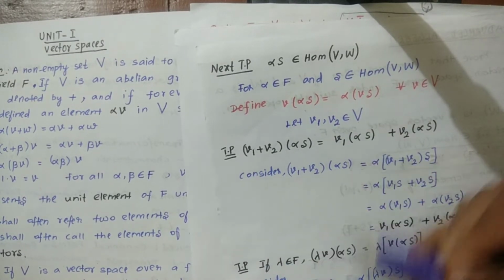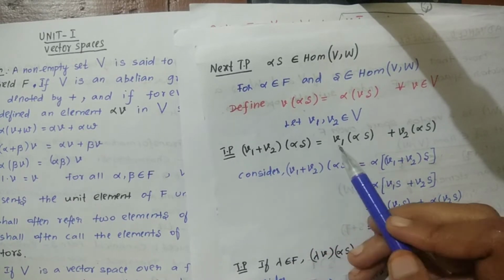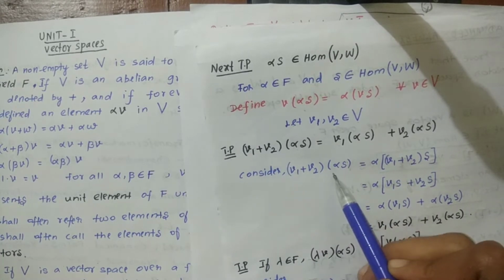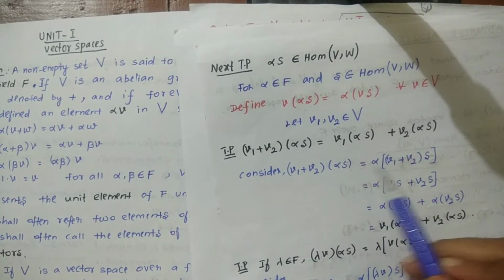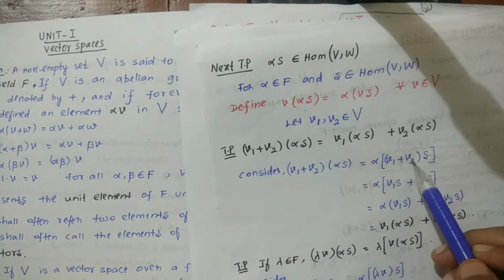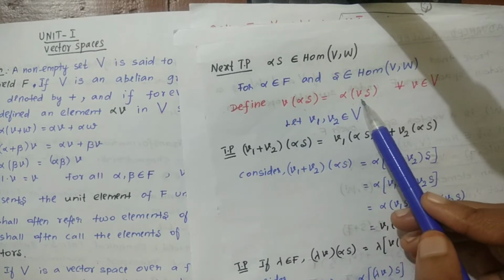So to prove the homomorphism conditions here, v1 plus v2 of alpha is equal to, this is what you are going to prove. So you are considering the left hand side, and from this, how you have written this? You have written this from our definition.